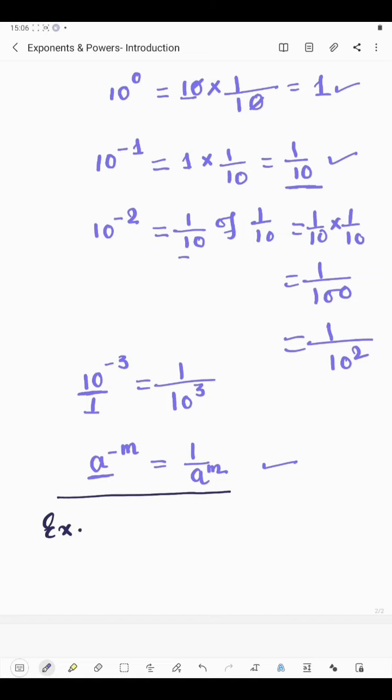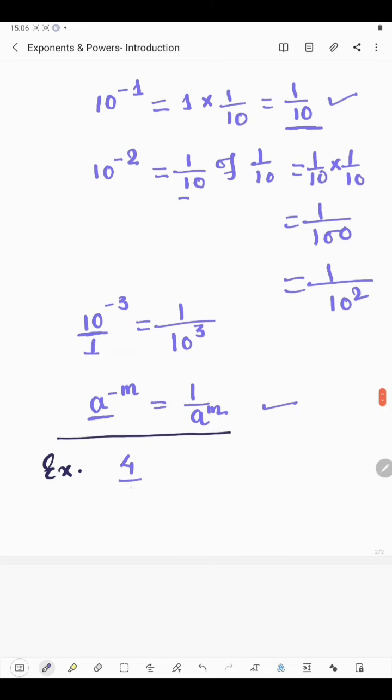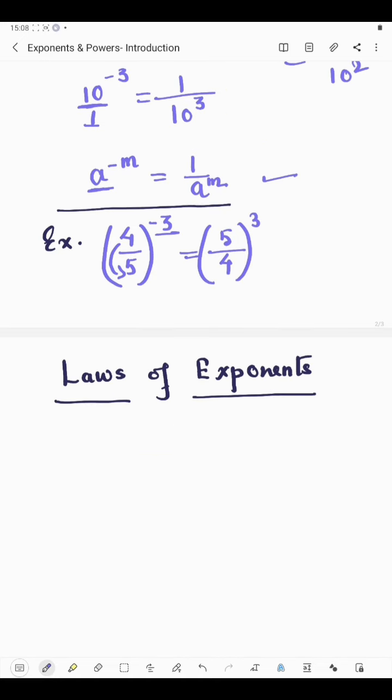Now suppose we have 4 by 5 to the power minus 3. Now how will you make the exponent positive? We will just write the number in reciprocal form. Reciprocal means denominator will become the numerator and numerator will become the denominator. So 4 will be in the denominator and 5 will be in the numerator. So it will become 5 by 4 to the power 3. Now we'll see the laws of exponents.